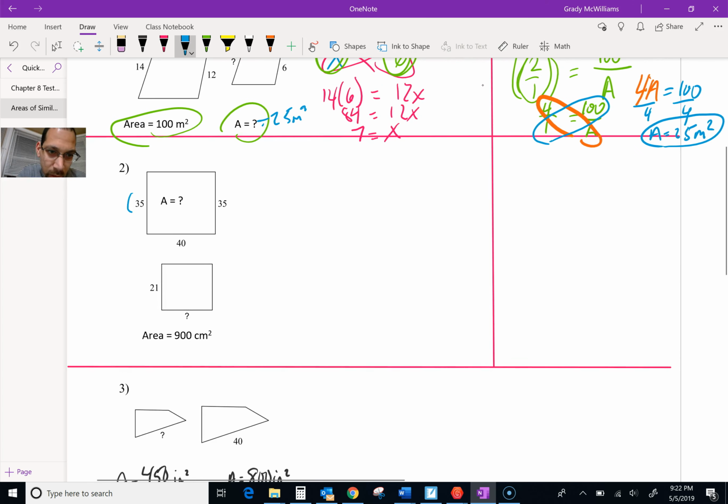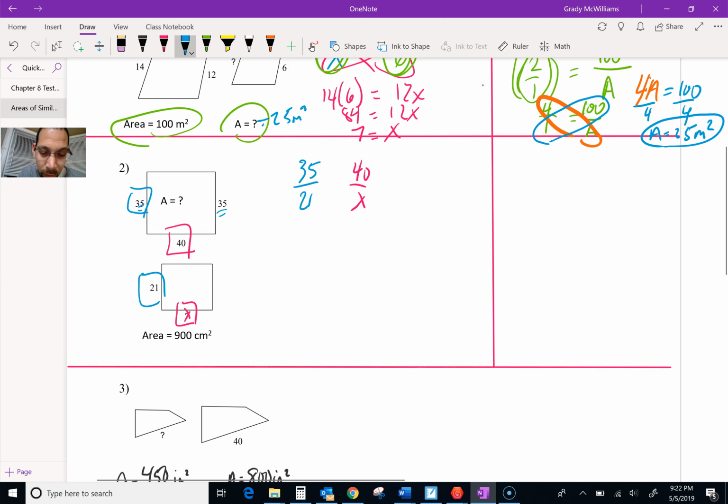So we've got to match up some sides. 35 matches up with 21. I should be saying corresponding. That's the real math word. And then I see that 40 is going to match up with this unknown. I'm going to call that x. So 40 matches up with x. This 35 over here is useless because it doesn't match up with anything. So that doesn't help me. I'm not going to use that one. Obviously that 35 is the same as that 35, but this one is the same as that one.